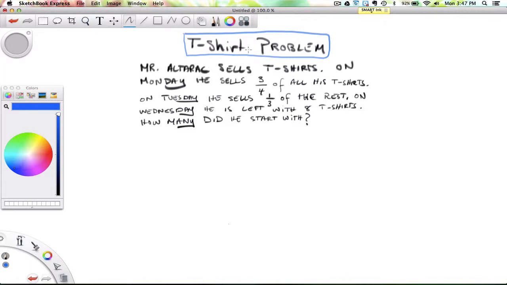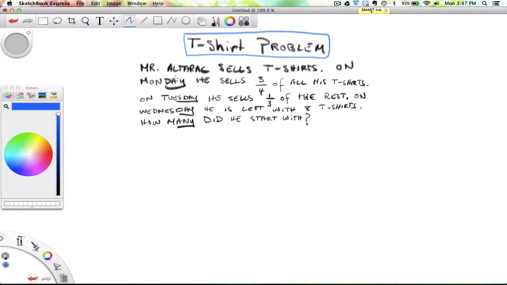So here's a t-shirt problem where we have to use fractions to solve. The problem reads, Mr. Alterac sells t-shirts. On Monday he sells 3/4 of all his t-shirts, and on Tuesday he sells 1/3 of the rest. On Wednesday he's left with 8 t-shirts. How many did he start with?